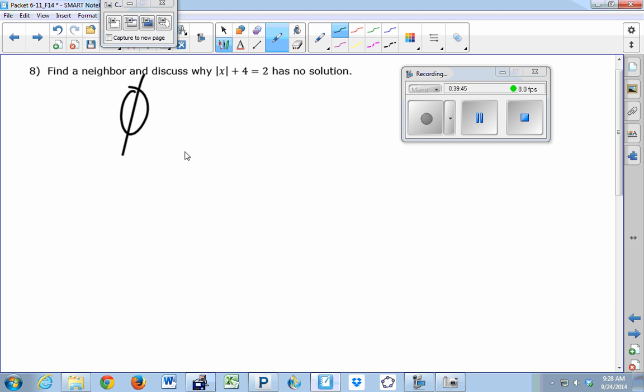What is C here? Not yet, because when we've solved for C, it's negative 2. So when you solve this equation, you start by subtracting 4 from both sides, and you get the absolute value of x equals negative 2. And we know that there's no number in our system that we can put in here and take its absolute value and get a negative number. So this is why this has no solution.